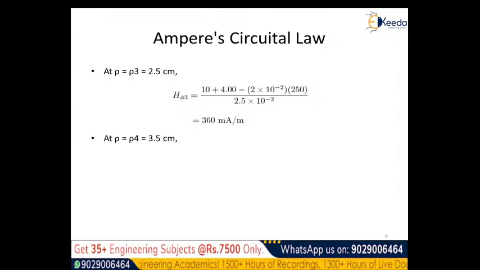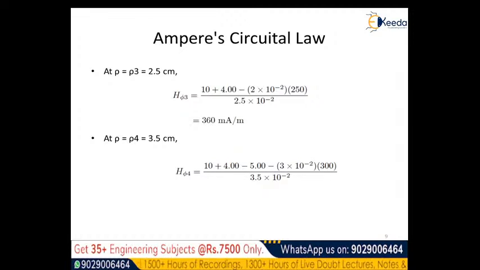Now from the relation we get H phi 4 is equal to 10 plus 4 minus 5 minus 3 into 10 raised to the power minus 2 multiplied by 300, all divided by 3.5 into 10 raised to the power minus 2. When we make the computation, it leads to the answer 0.